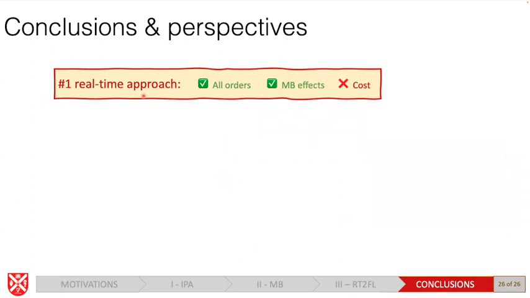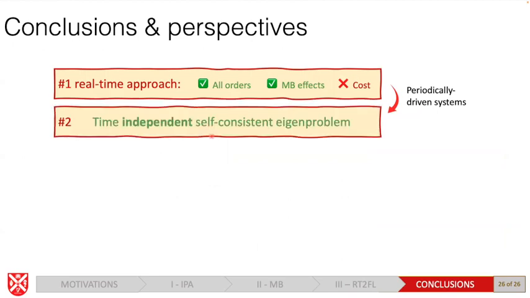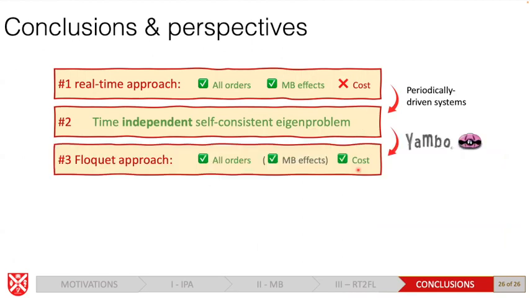I started with the real-time approach, which is non-perturbative and flexible for the inclusion of many effects, which is good, but it's very costly. So for a subset of the problems that the real time can tackle, that is periodically driven systems, we reformulated this as a time-independent self-consistent eigenproblem based on Floquet theory. We implemented this into the Yambo code and found out that we can reduce the computational cost by 1 or 2 orders of magnitude while keeping the main advantages of the real time.